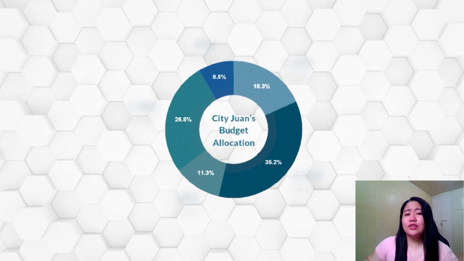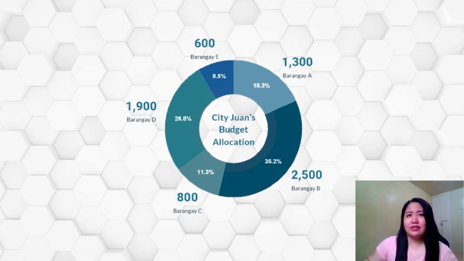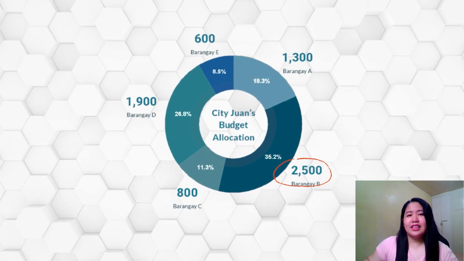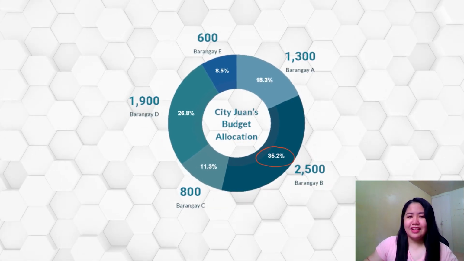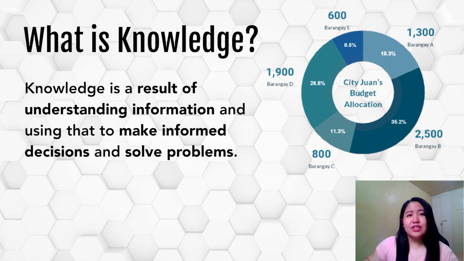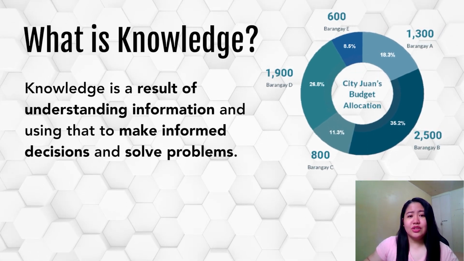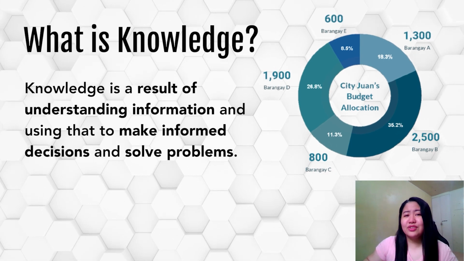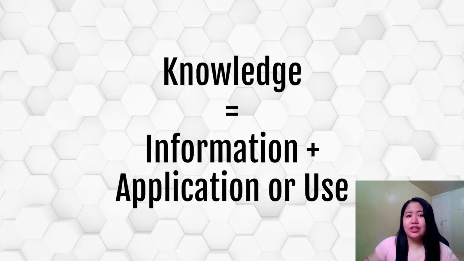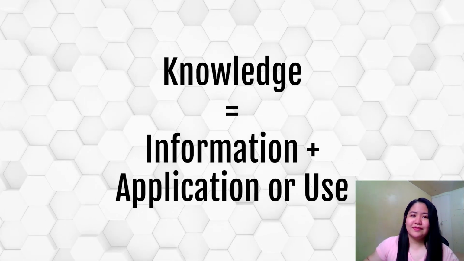Now that we have that information, we can use this to make decisions like allocating the budget of City 1. For example, here, we can allocate it proportional to the size of each barangay's population. Since Barangay B has the largest population, it will be given the highest budget allocation. So, what we gained here is knowledge. Knowledge is a result of understanding information and using that to make informed decisions and solve problems. To make it simple, knowledge is now information plus application or use.